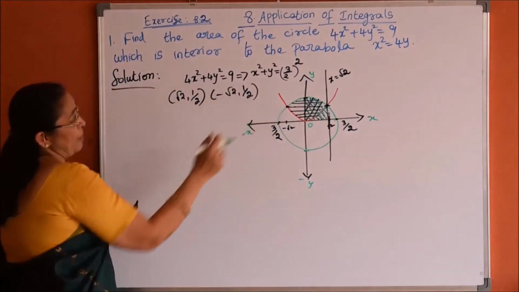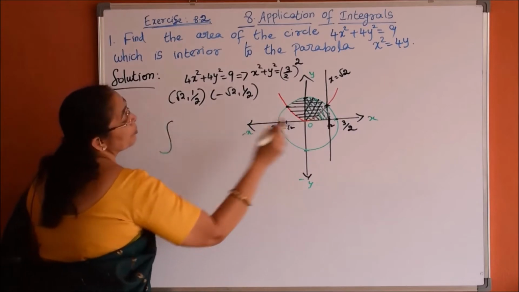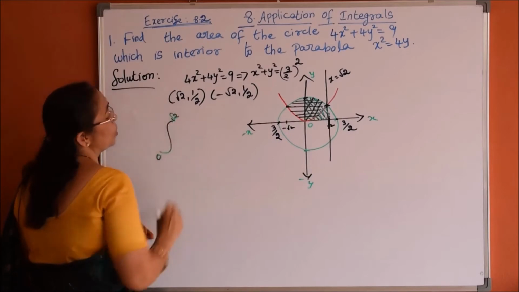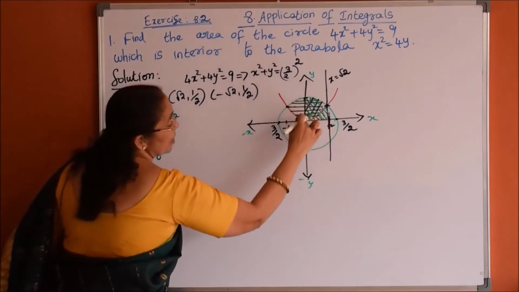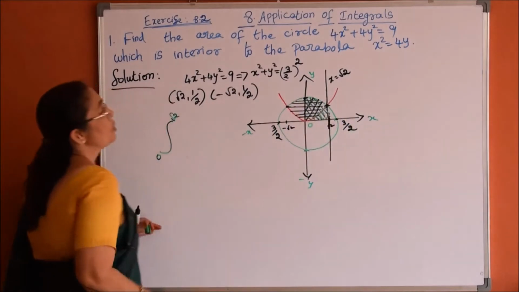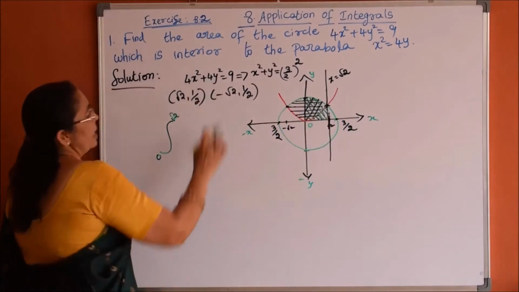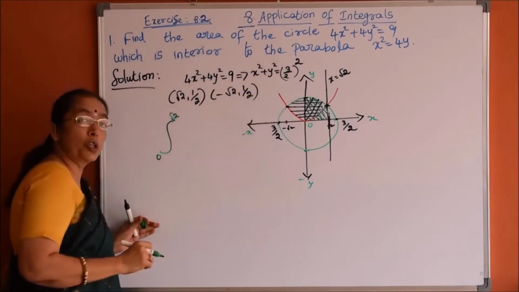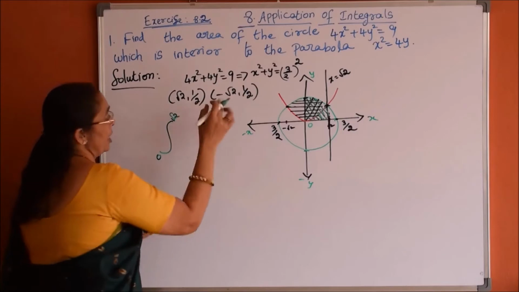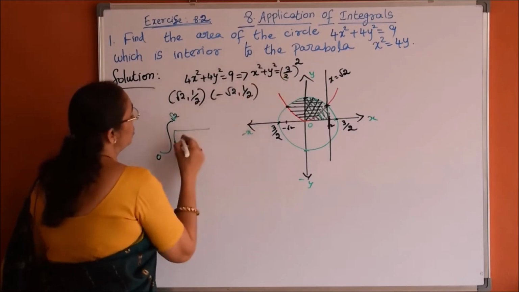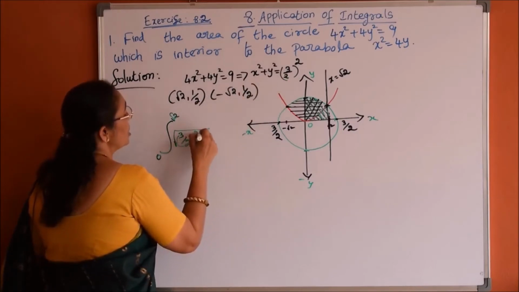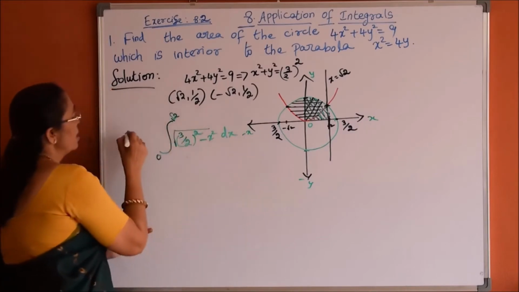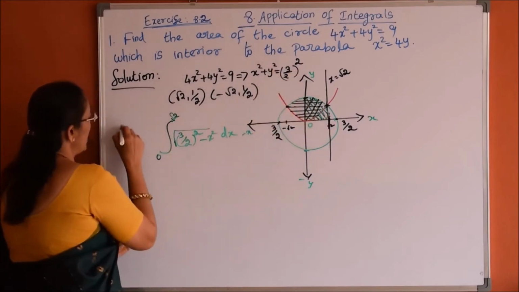So, the green shaded portion is the integration from 0 to root 2, with x taking values from 0 to root 2, under the circle curve. So, what is the circle curve here? From 4x square plus 4y square is equal to 9, otherwise x square plus y square is equal to (3 by 2) whole square. We have to write it in the form y is equal to f of x. So, the circle curve is y is equal to root over (3 by 2) whole square minus x square, dx. So, this is the full circle area.